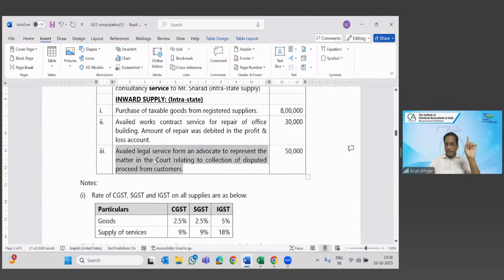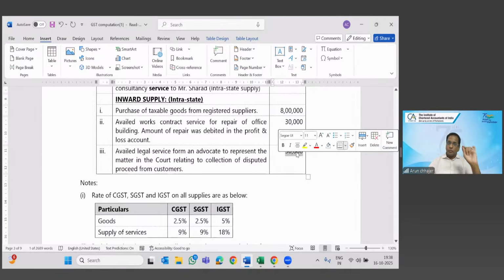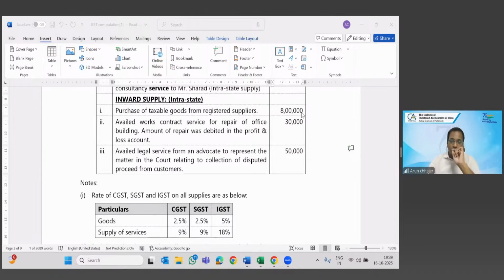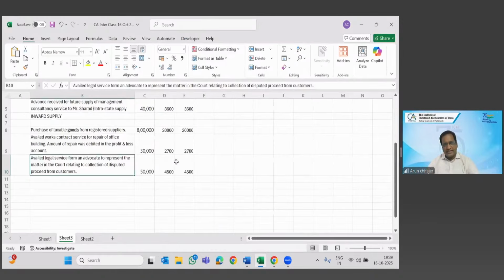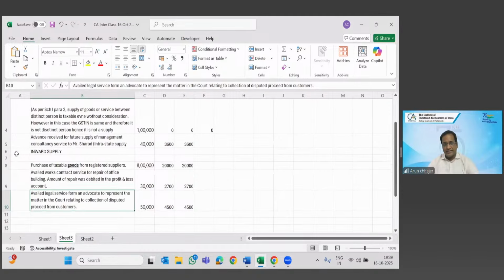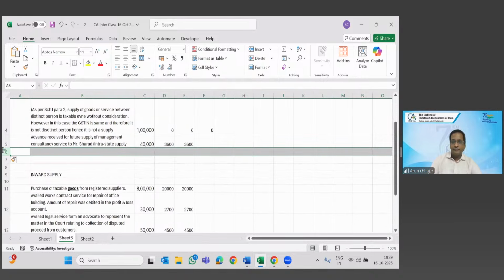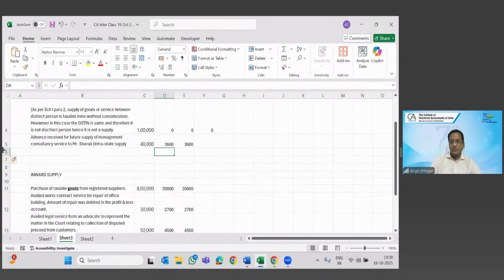Is it visible now? हाँ, अब मुझे बताइए कि legal service जो availed की है advocate से to represent the matter in the court relating to the collection of the disputed proceeds from the customer. On the basis of this information, what will you say? What should I write in the question? It is an RCM transaction. So, can I use the ITC for paying the RCM liability? The answer is no.